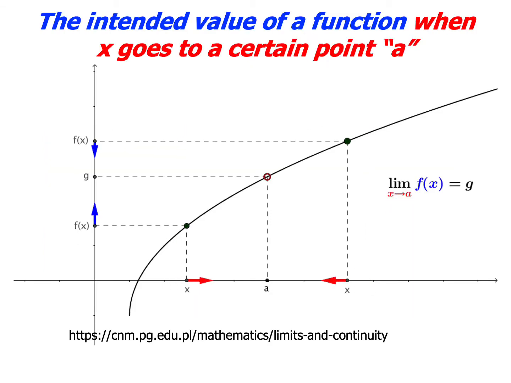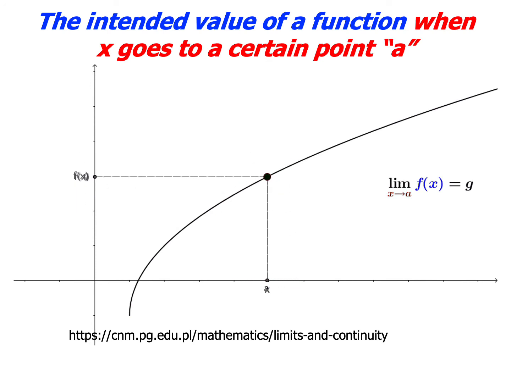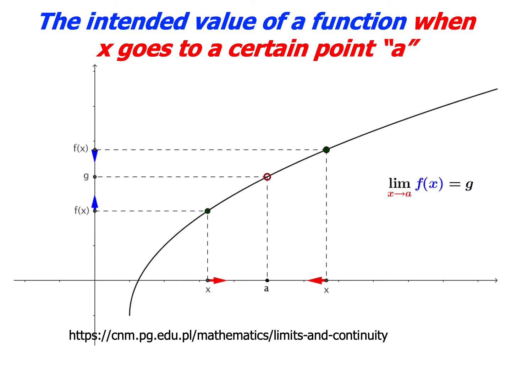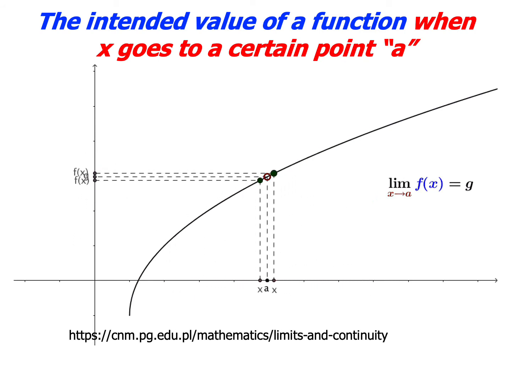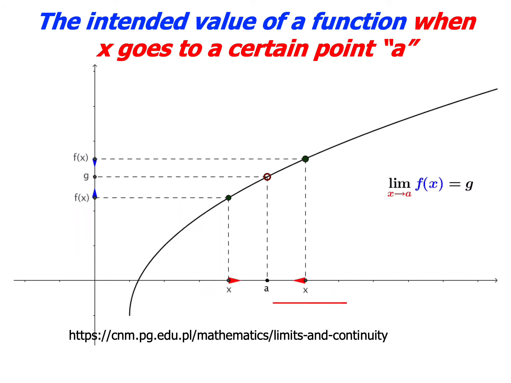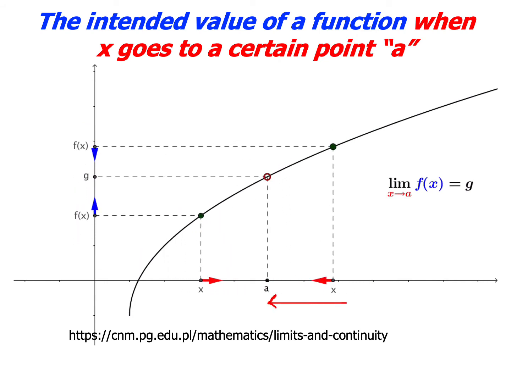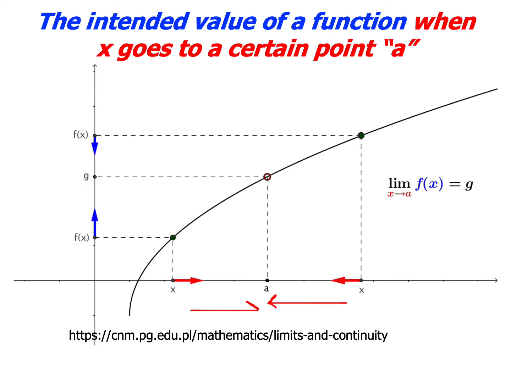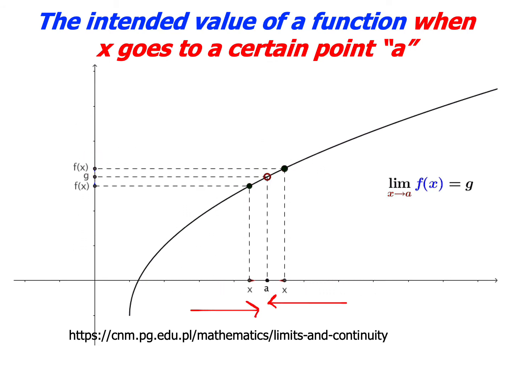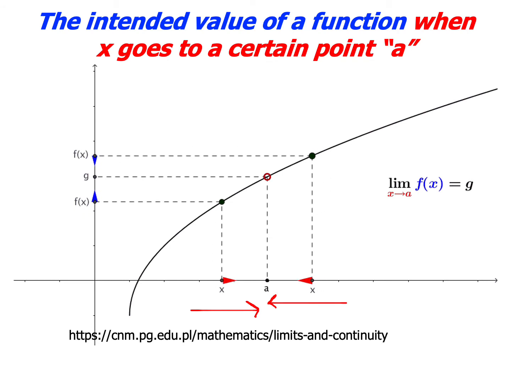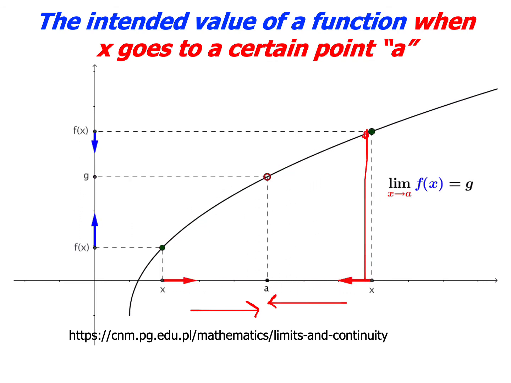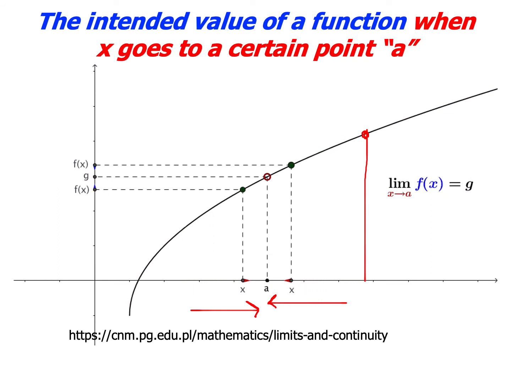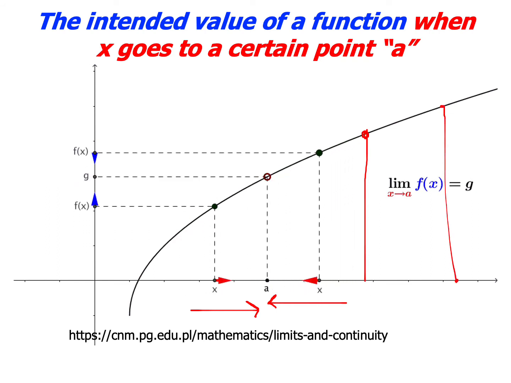But now let us talk about the intended value of a function, or intended heights. If I want to find the intended height when x goes to a, when x approaches a, from the right or from the left. Of course, I can go to a from the right or I can go to a from the left. So what are the intended heights? As you can see here, the first height, for example, if I start from this point, also this is the first height.